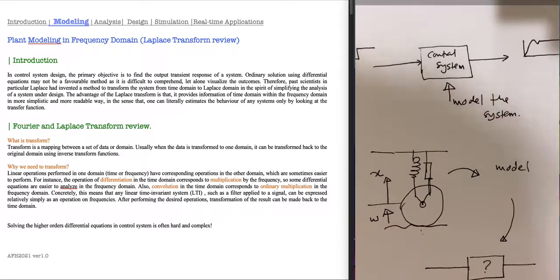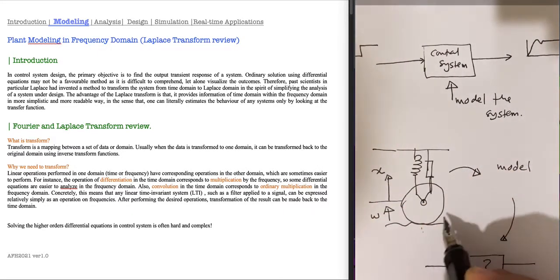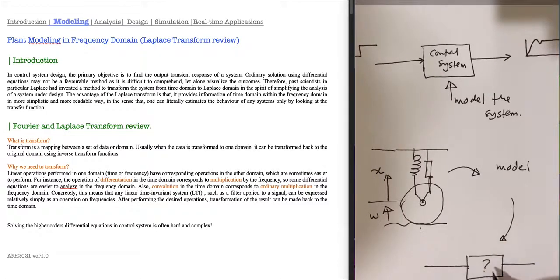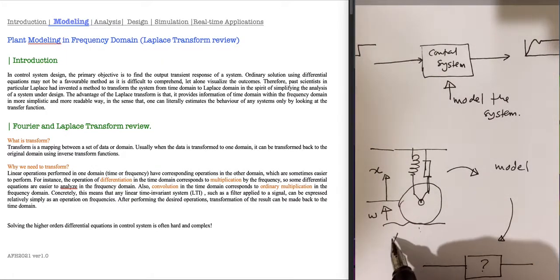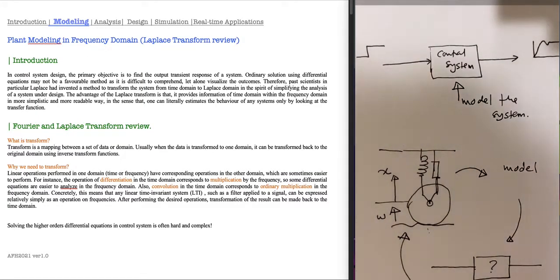What is transform? Transform is a mapping between a set of data or domains. Usually when the data is transformed to one domain, it can be transformed back to the original domain using inverse transform. So if we transform this into whatever domains, we should be able to transform back to the same domain, right? So it's always two-way transformations so that we can go back to the original design.